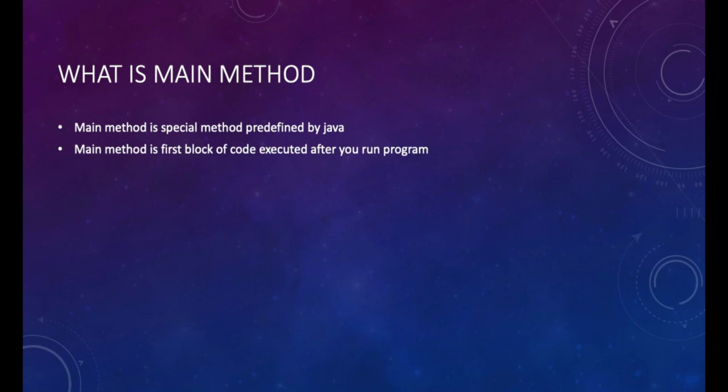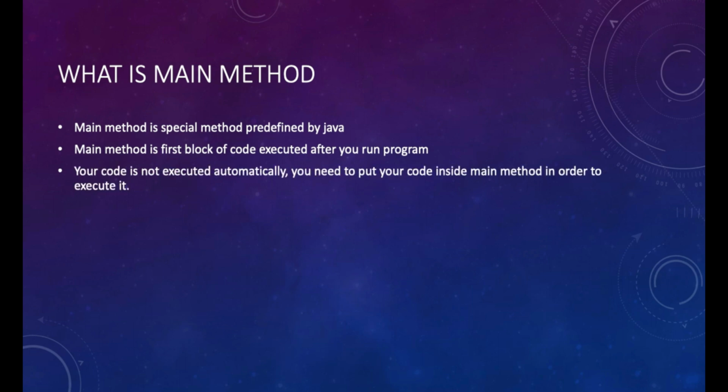Now what is the main method? It is similar to a method, but it is predefined by Java, and the main method is the first block of code executed after you run a program. Your code is not executed automatically. You need to put your code inside the main method in order to execute it.